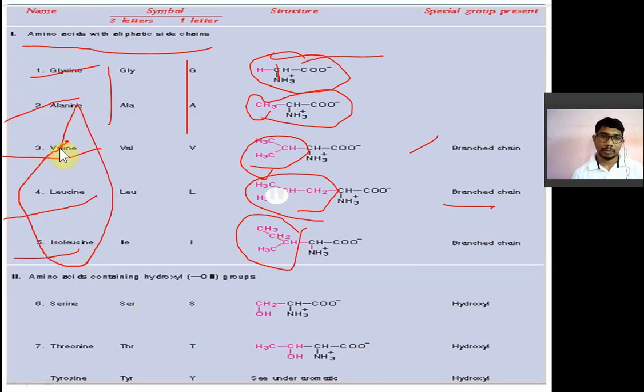Now, amino acids containing a hydroxyl group. Those amino acids which have a hydroxyl group in their structure. In that you have three amino acids.